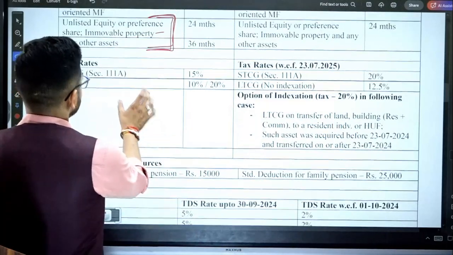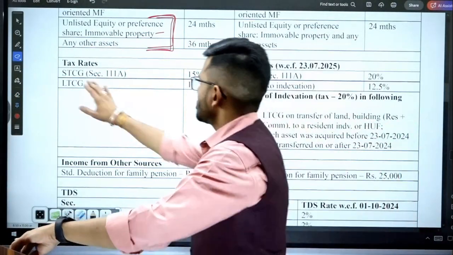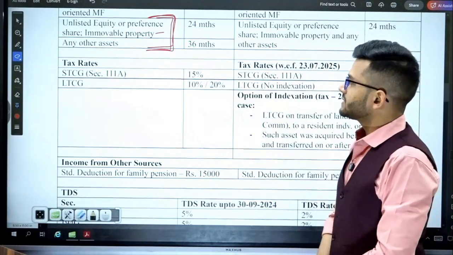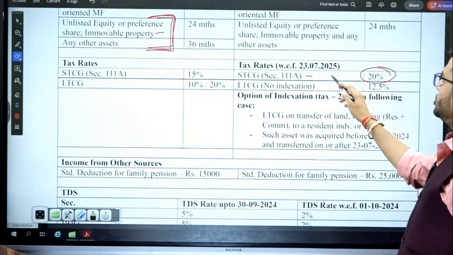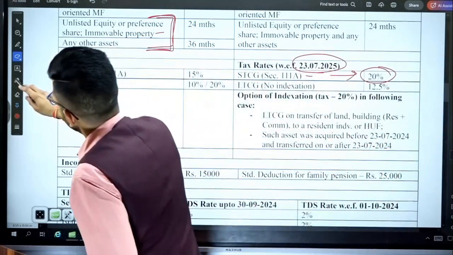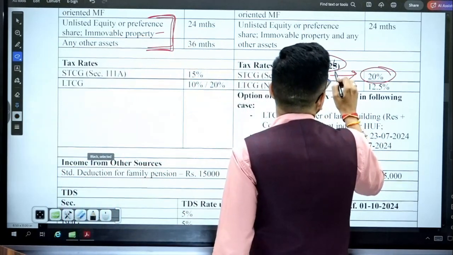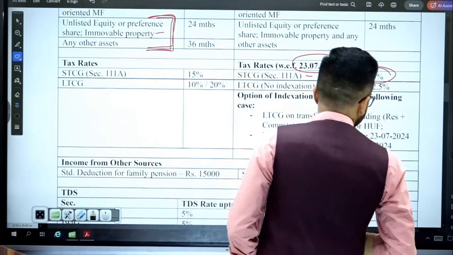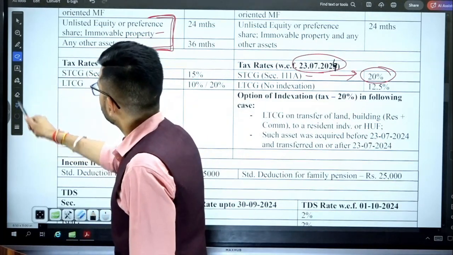Okay, so now if you read it, you will be fairly clear about it. Short-term capital gain 111A, 15% was the tax rate. Short-term capital gain 111A, 20% is the new tax rate, effective from 23rd July 2024.